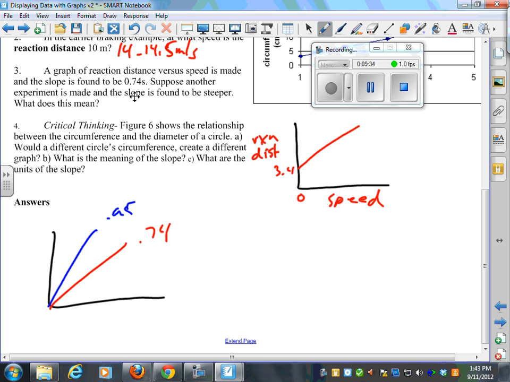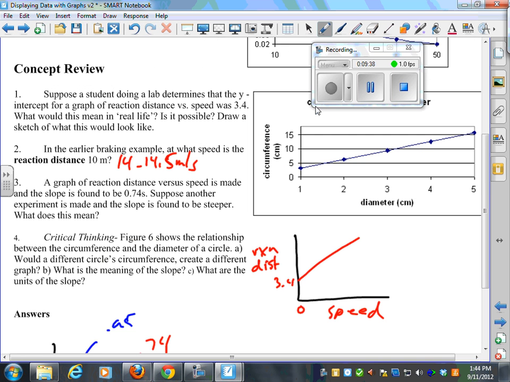Test question number 4. This graph shows the relationship between the circumference and the diameter of a circle. Would a different circle circumference create a different graph? And what does it mean in the slope? And what are the units of the slope? Tell me, Tristan, what is the definition of circumference of a circle? Distance all the way around, right? Okay, and what's diameter? Okay, good.